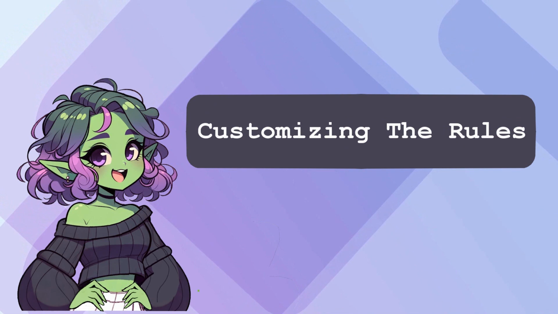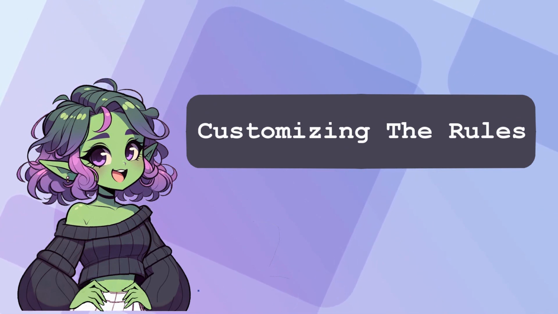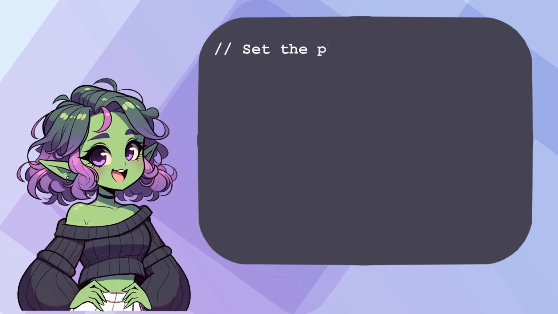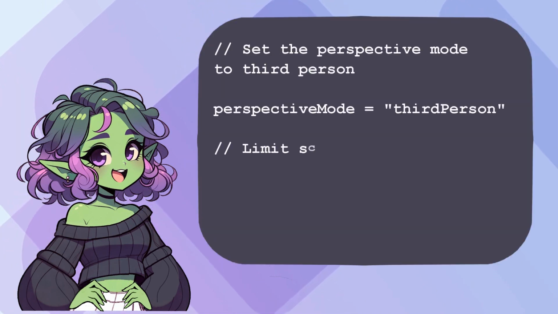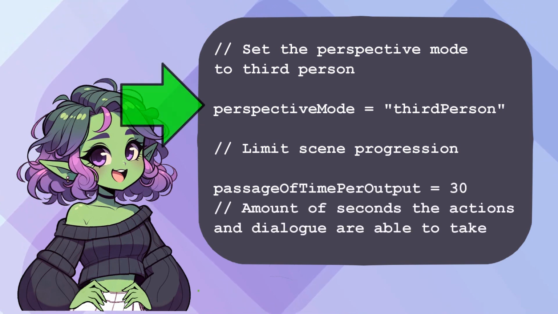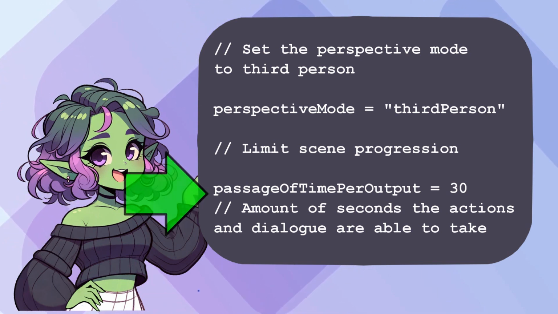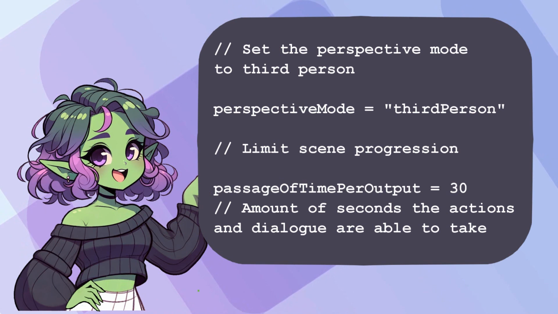There are some more narrative rules I want to add in though. This time, let's make our own custom labels instead of relying on popular ones from the coding world. We'll use a mix of comment codes, camel case, and simple language to imply way more than what's actually being said here. We'll use the custom labels perspective mode equals third person, or alternatively, we could also add the label passage of time per output. Both of these labels have specific variables set to them, and we can even add in a comment code for further clarity on our custom labels as to what they should be doing.